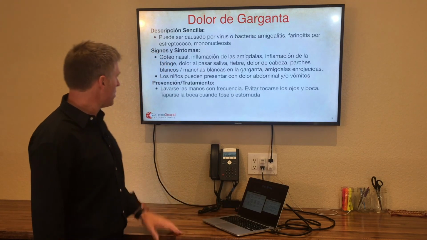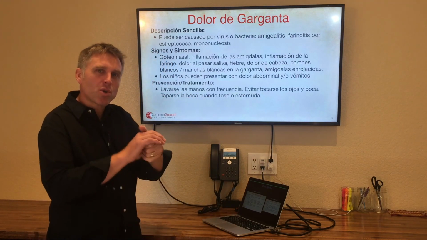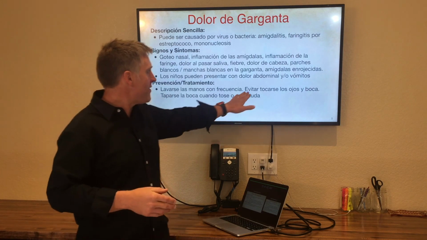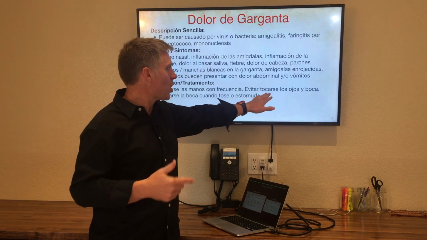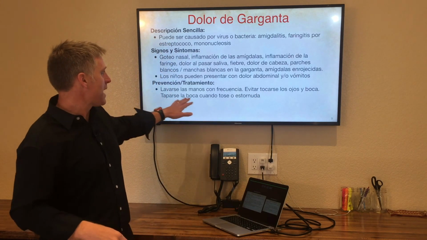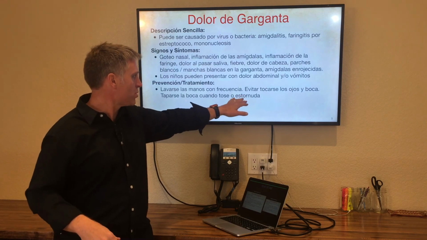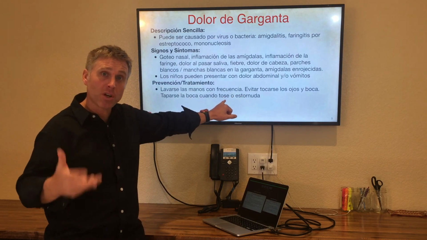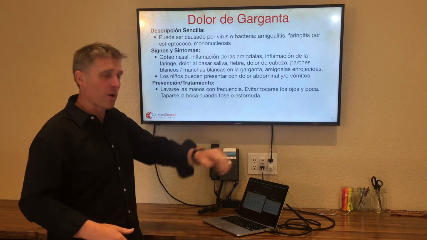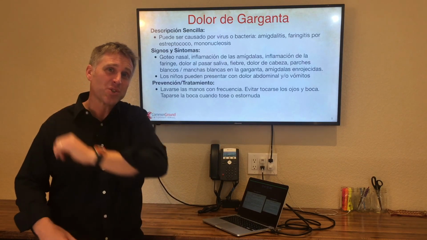Prevención, tratamiento. Lavarse las manos con frecuencia. Evitar, avoid, tocarse los ojos y la boca. Taparse la boca cuando tose o estornuda. Tose is the verb to cough, estornuda, the verb to sneeze. So taparse la boca cuando tose o estornuda.